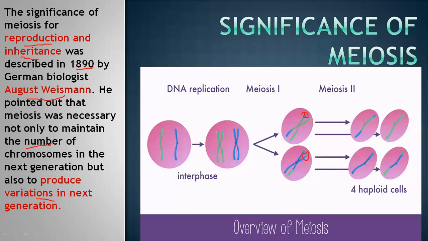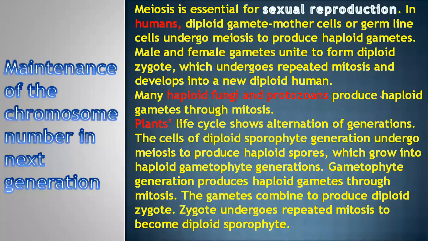These 4 cells are haploid. These 4 haploid cells, meaning half the number of chromosomes as compared to the parent cell, help to maintain the chromosome number in the next generation as well as to keep the genetic variation in the next generation. How this all is done, we have talked about in the previous lecture in meiosis.